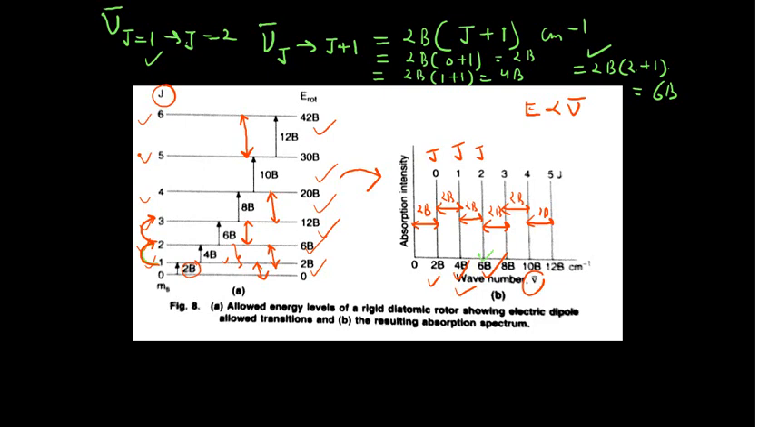If you want, you can derive this formula also. 2B times (J plus 1). So how can we calculate the energy gap between two successive energy levels? Very quickly I will show this also, as you may have confusion. Basically, it's a general physical spectroscopy part. Energy gap between two successive J values.